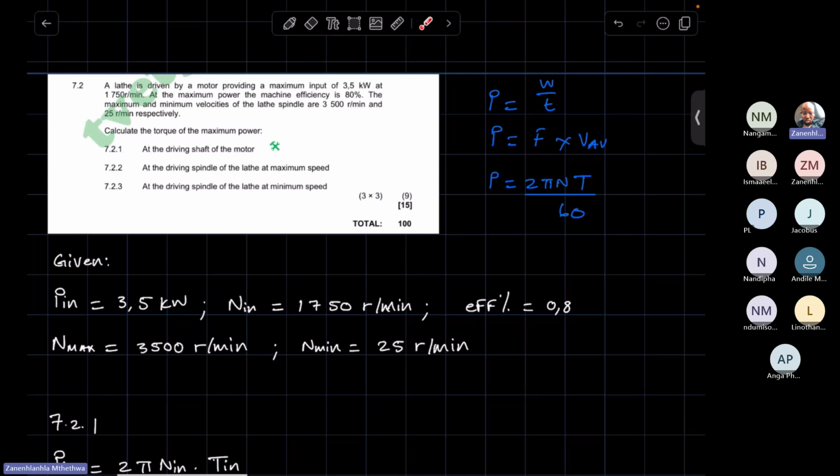They might throw you off and actually give you n in terms of revs per second. If they've given you n in revs per second, you no longer have to divide by 60, because your n is already in revs per second. Are we clear here?